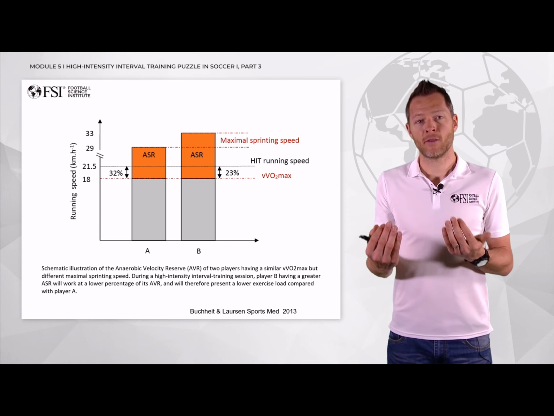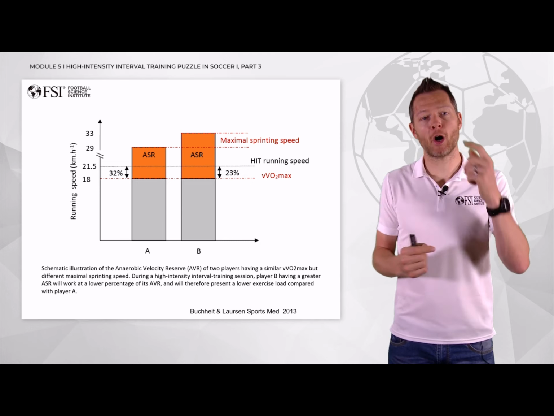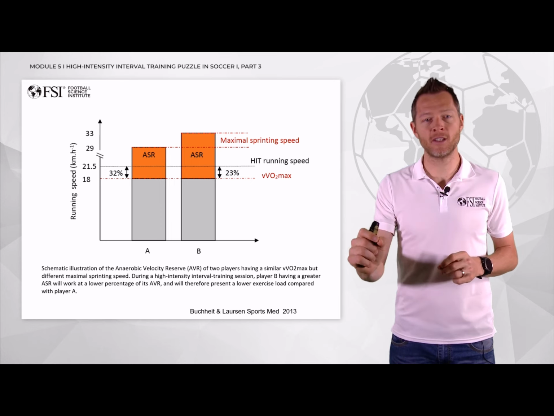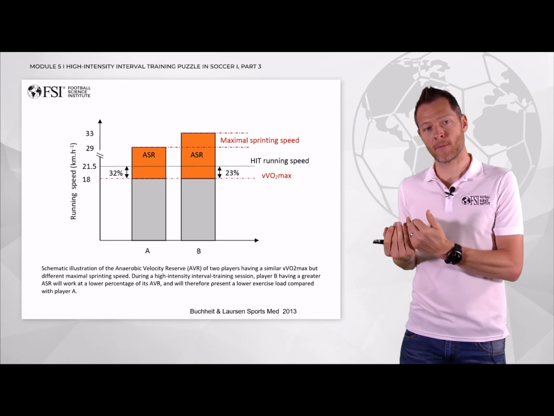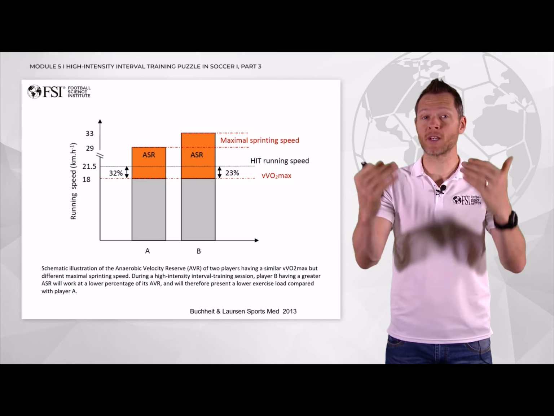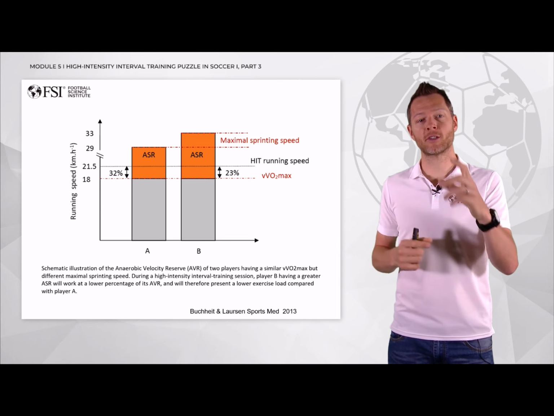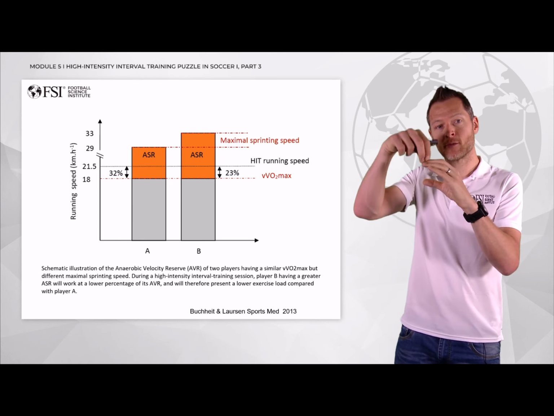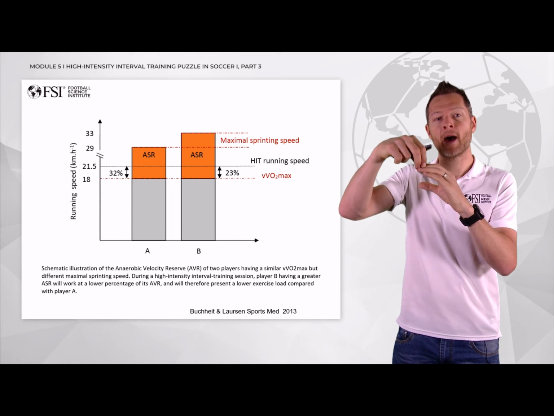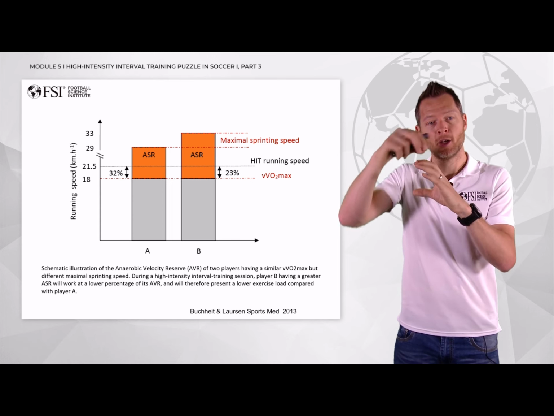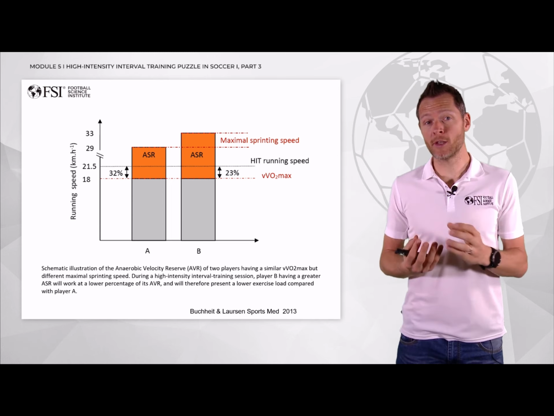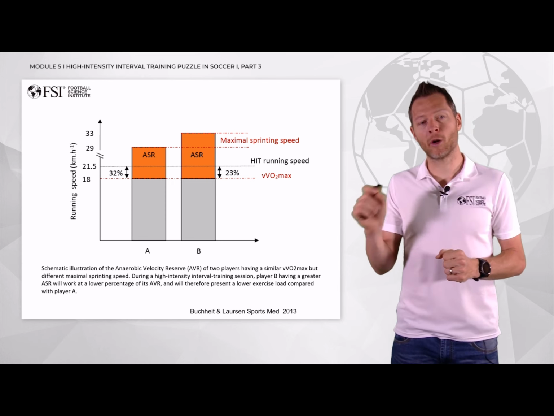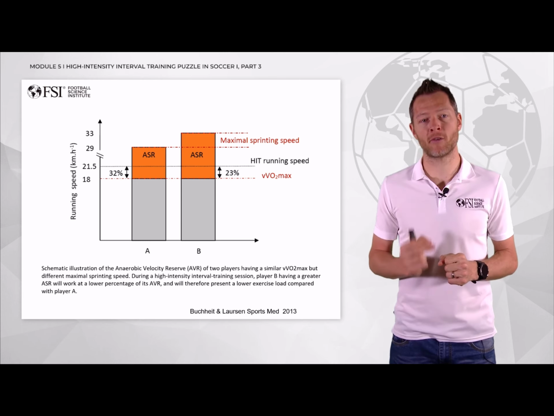the actual proportion of the reserve that is going to be used during this 15-15 will be different for those players. Even though we're using the same percentage of the VVO2 max, the percentage of the reserve is different. Player A has a small reserve because he doesn't have much speed, and likely doesn't have much anaerobic power either. So player A will be using 32% of his reserve during this interval, while player B will only be using 23% of his reserve.